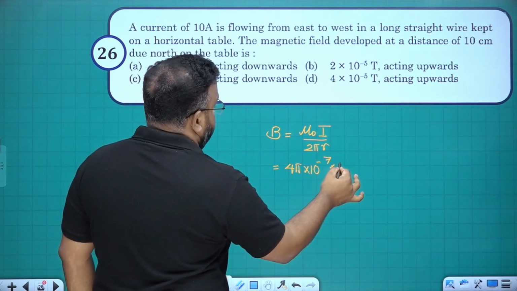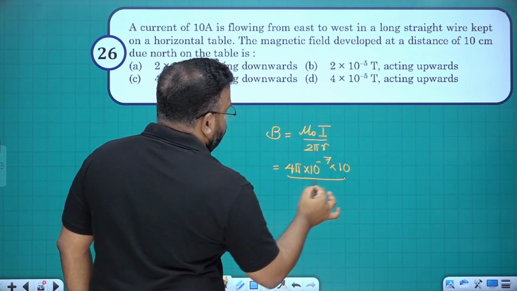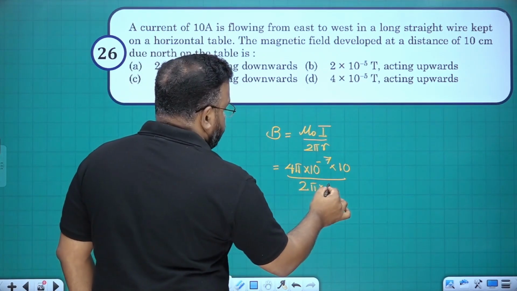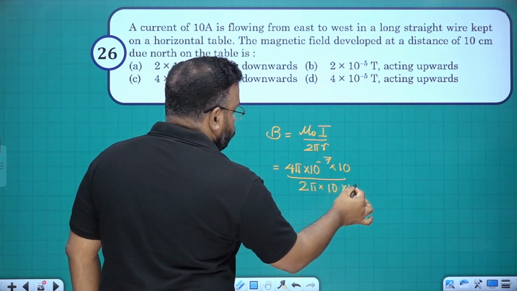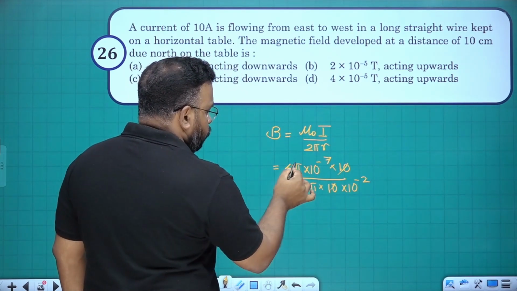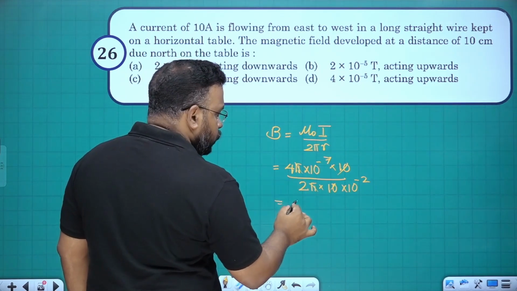Current is given as how many ampere? 10 ampere divided by 2 pi into what is R? It is 10 centimeter. So we can write 10 into 10 power minus 2. So this 10 will be cancelled out. Pi got cancelled. So we get 4 by 2 is 2.